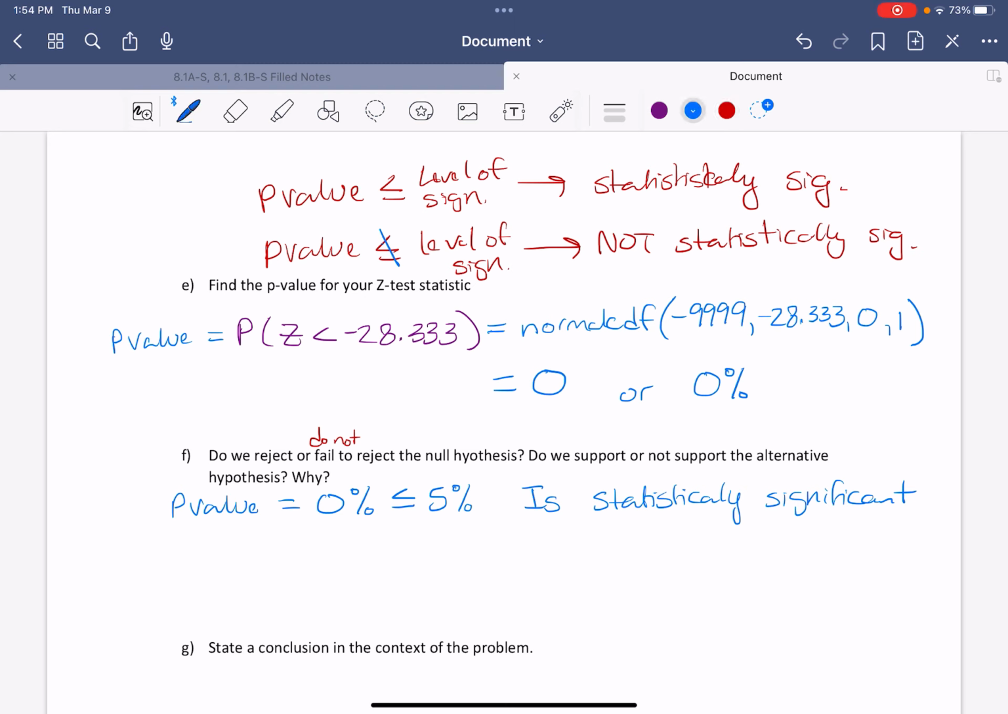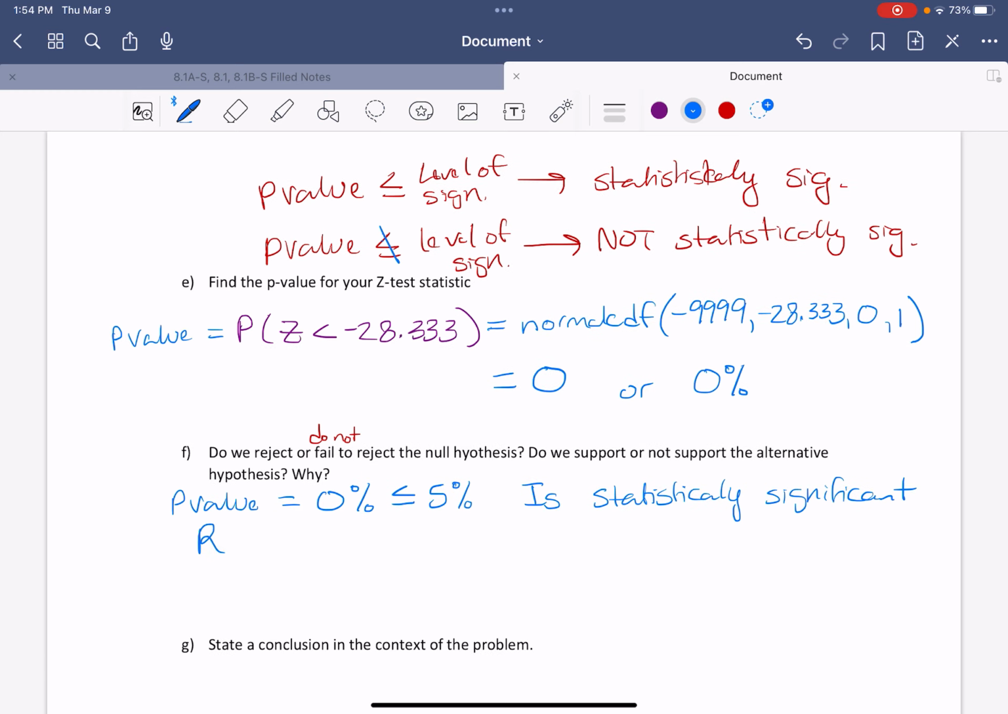So, since it is statistically significant, do we reject or not reject the null? Reject the null. And since it's statistically significant, do we support or not support the alternative? Support the alternative. Good. So we know in general what to do with our null and our alternative: support or not support, reject or not reject.